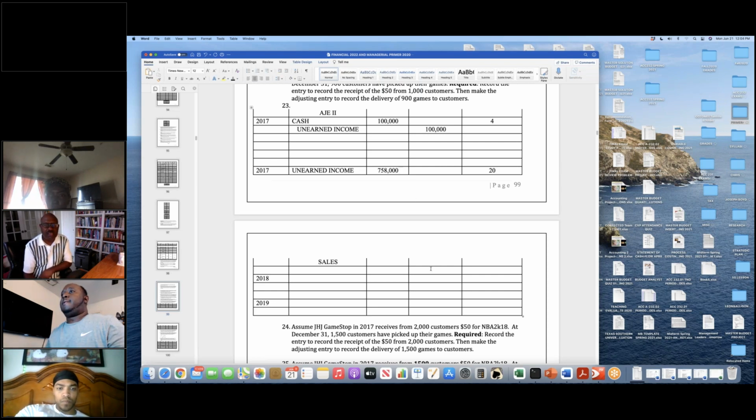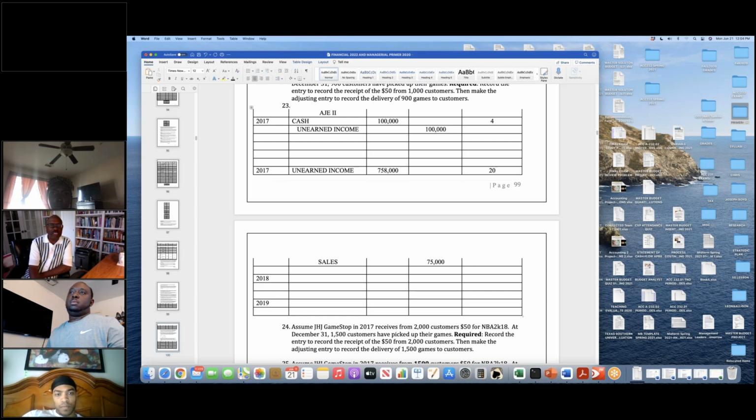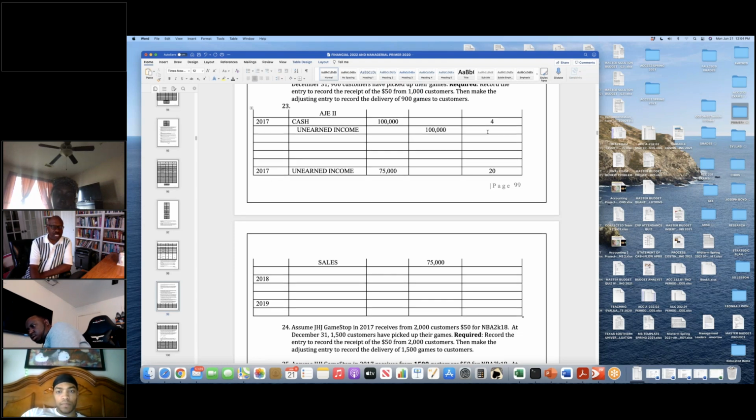Some smart students in here, understanding adjusting entries. 75,000. So hopefully everybody can do an unearned income type adjusting entry. The accounts don't change, just the dollar amounts. The types don't change.